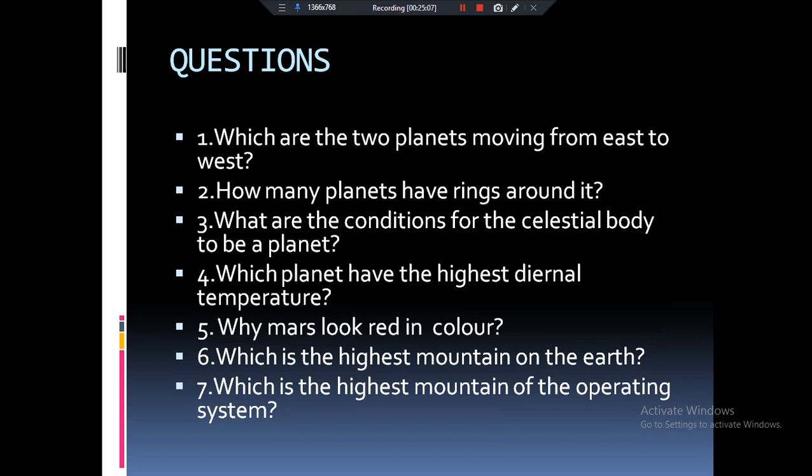Which planet has the highest diurnal temperature? Do you remember what the diurnal temperature is? It is the temperature difference between the day and the night in any area or planet. You have to tell me why Mars looks red in color. And the last two questions are, which is the highest mountain of the universe and which is the highest mountain on the earth?